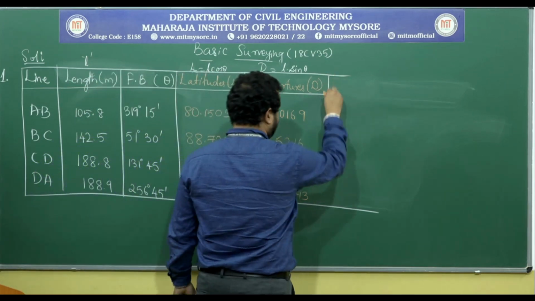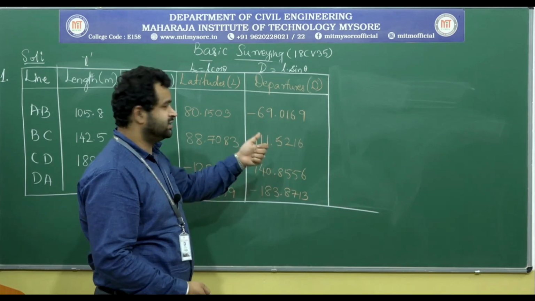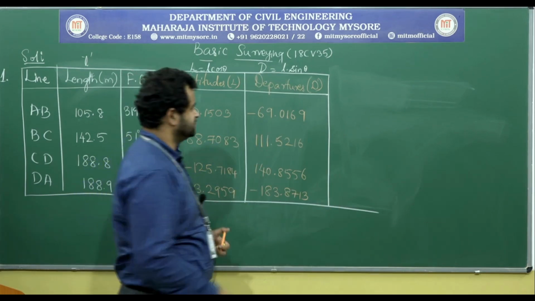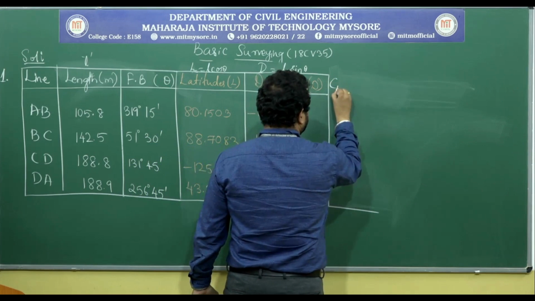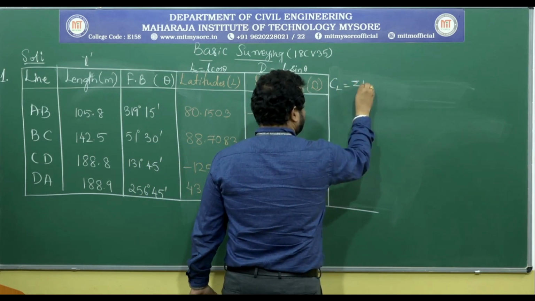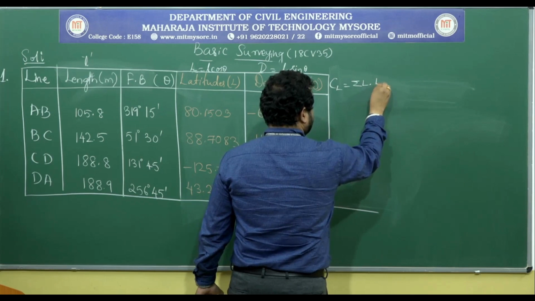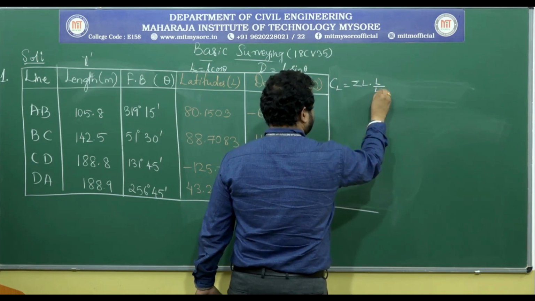That has to be applied. And let us write the formula for the corrections to latitudes and departures. CL is equal to sigma L into L divided by LT.